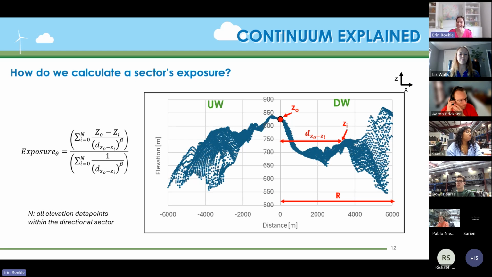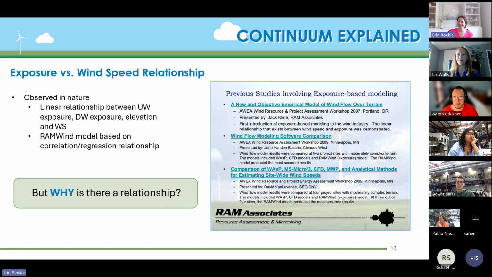And so how do we actually calculate this? Again, here's that equation. We're taking all of the different elevation data points within an upwind and a downwind sector within our little wedges. And we're saying, this is my site of interest. How do all of these individual data points of elevation compare to our site of interest? We're stepping through all of the different data points that are in our wedges for both the upwind and downwind within a specified radius. Okay.